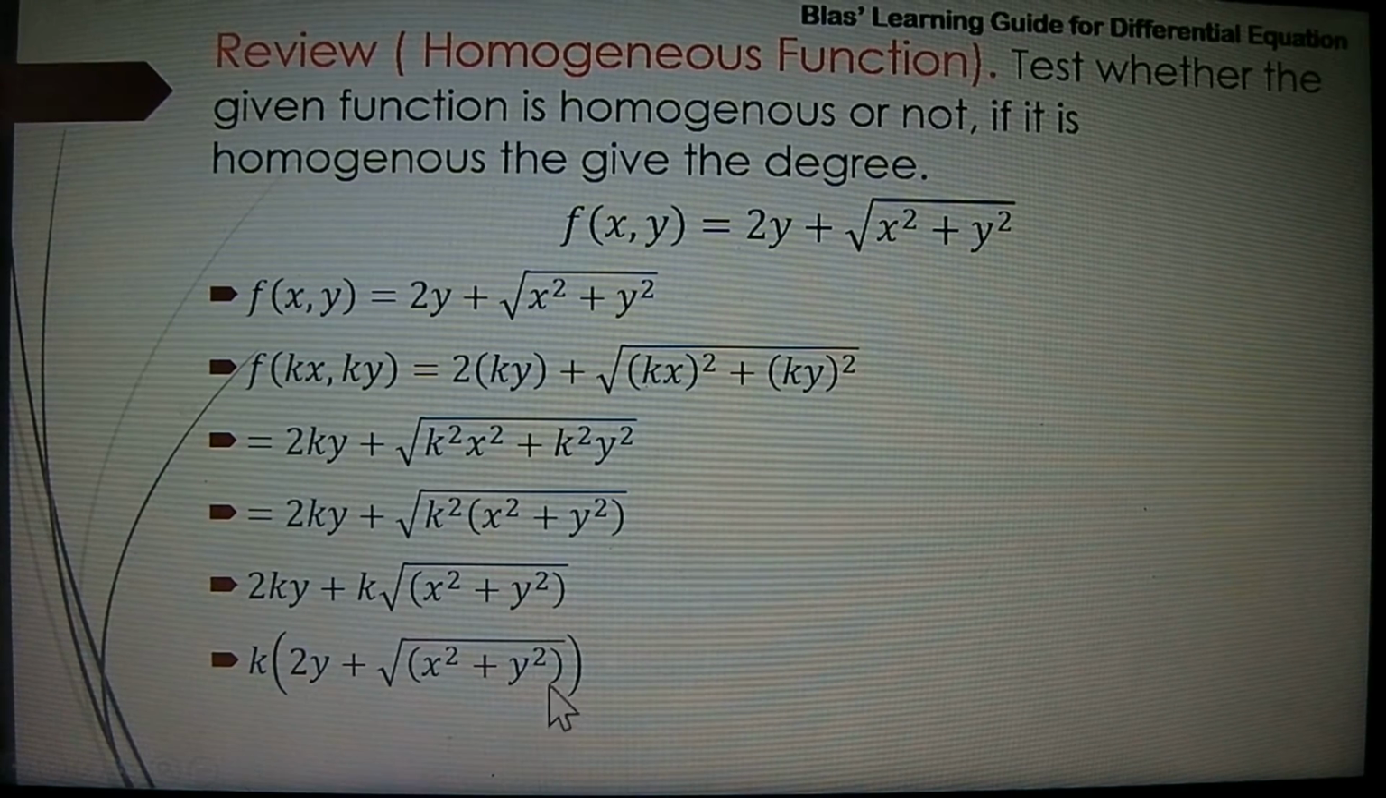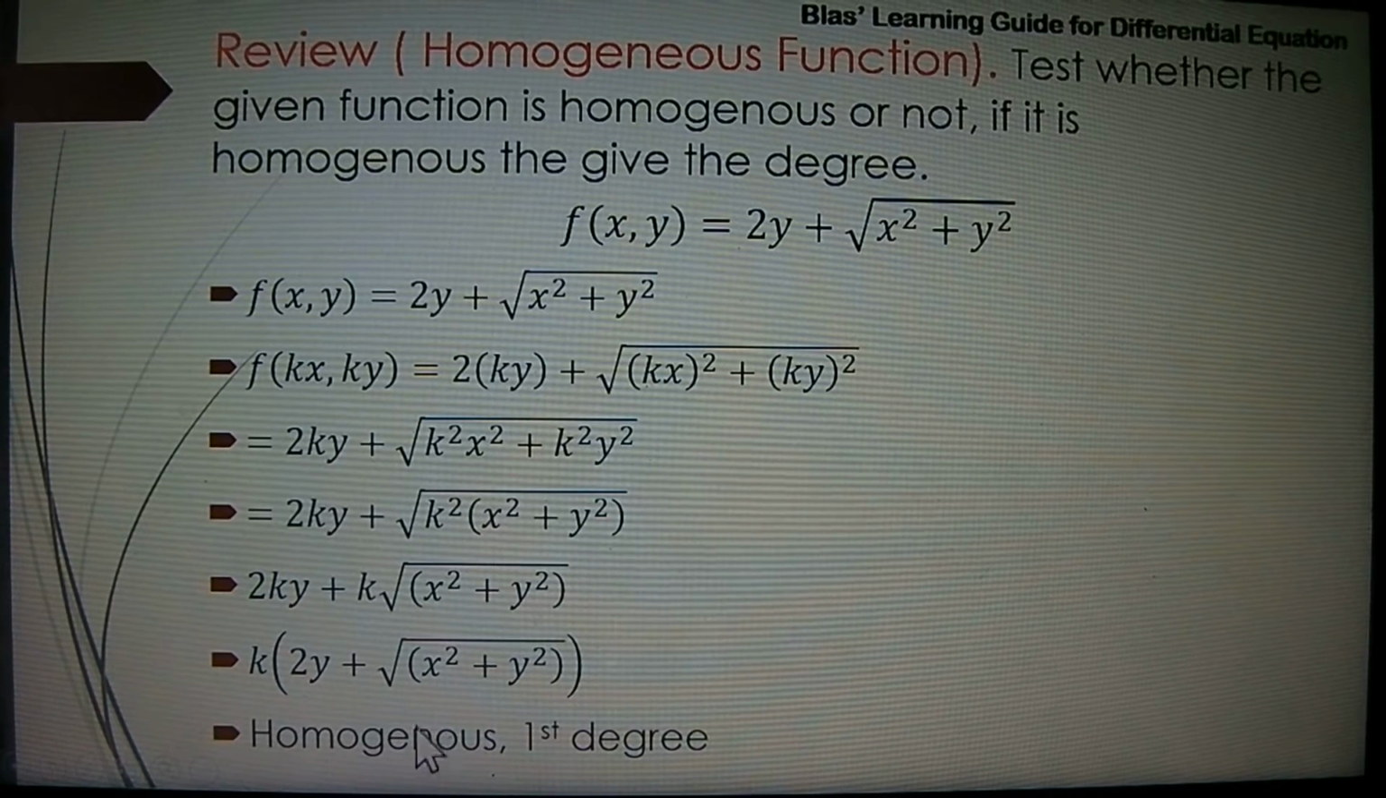Then check whether this will be the same as the given function. If it is the same, therefore this is homogeneous. Then it is first degree because the k is raised to the first power. So it is a first degree homogeneous function.